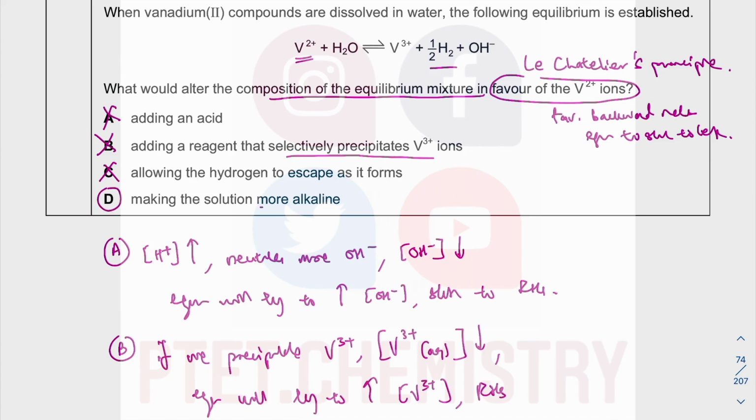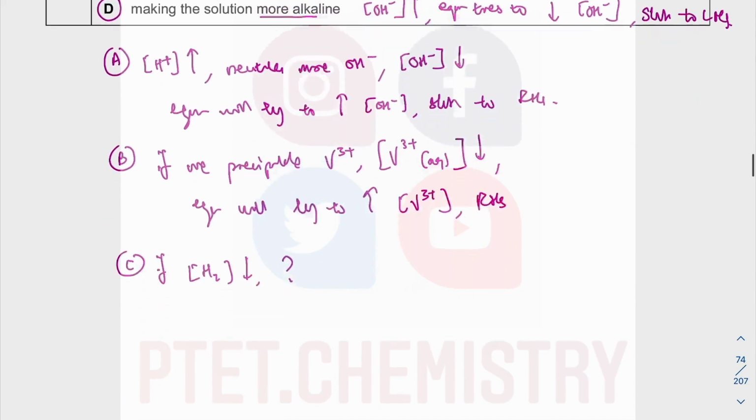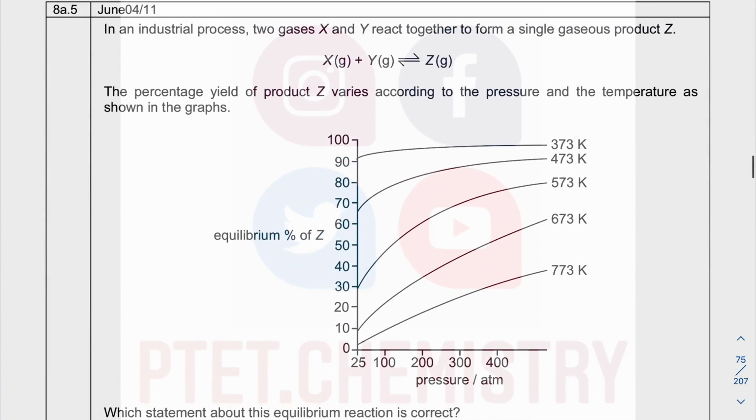And let's think about it. If you make it more alkaline, then OH minus concentration will increase. What would the equilibrium do? The equilibrium tries to decrease the concentration of OH minus, because the equilibrium will counteract your change in order to return back to equilibrium. How would it decrease the concentration of OH minus? It will react the OH minus more. It will shift to the left hand side, and therefore you will favor the V2 plus. So there's just the application of Le Chatelier principle based on concentration changes. Right? Should be able to explain that fully in the theory paper.